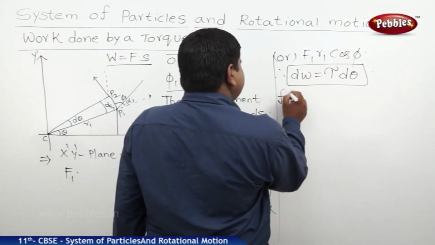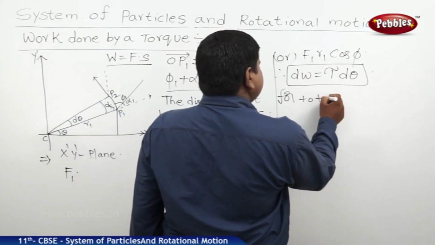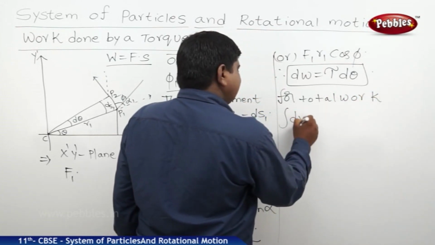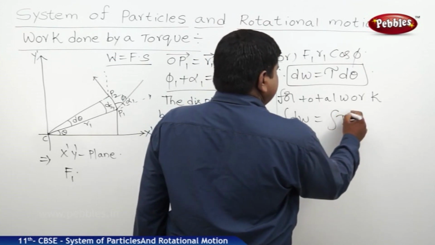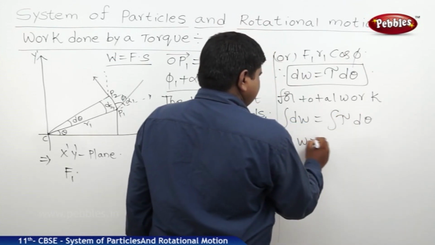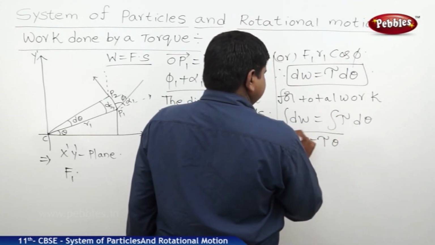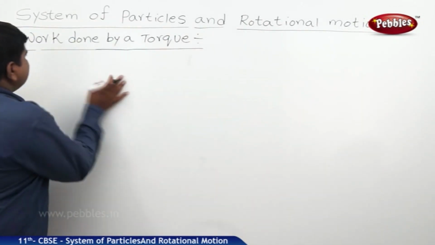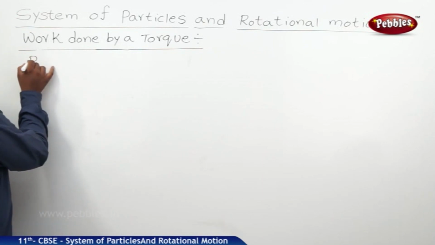So for total work, integral dW is equal to integral tau d theta. Therefore W is equal to tau theta. So the next concept is the relation between power and torque.